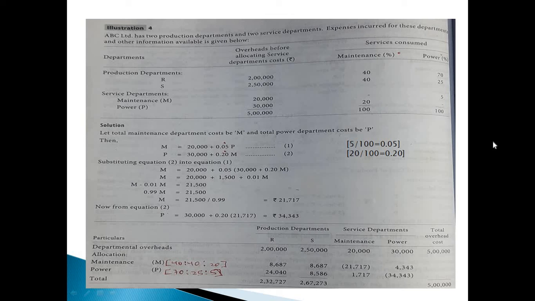So the allocation has been made. The total overheads for the production department R is 2,32,727, and for department S is 2,67,273.